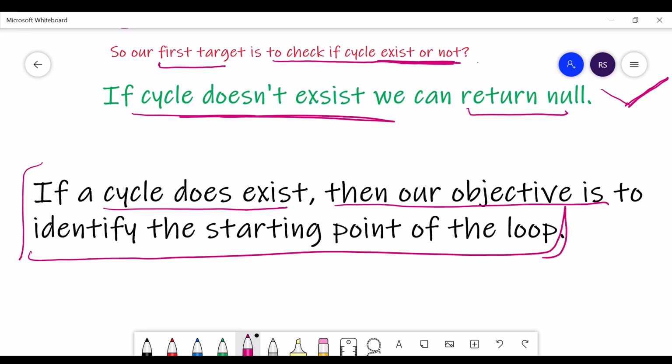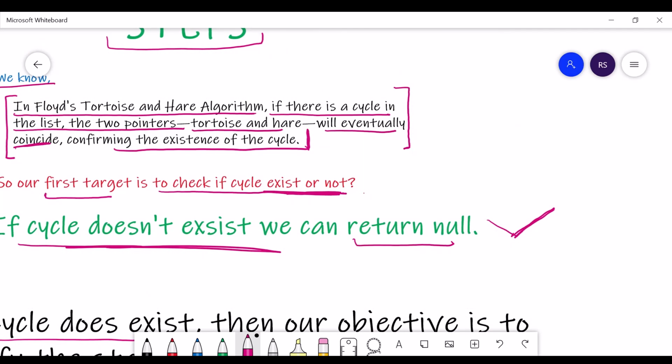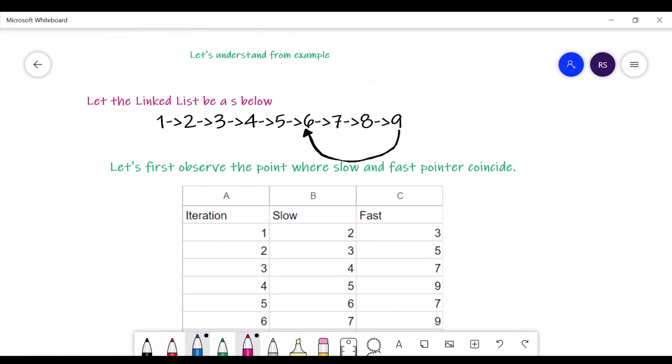So we have cracked half of the question, where we first detect if there is a cycle. If there is no cycle, then we can return null. Now let's understand from the example. Let the linked list be 1, 2, 3, 4, 5, 6, 7, 8 and 9, with 9 pointing back to 6. Let's first observe the point where the slow and fast pointers coincide.